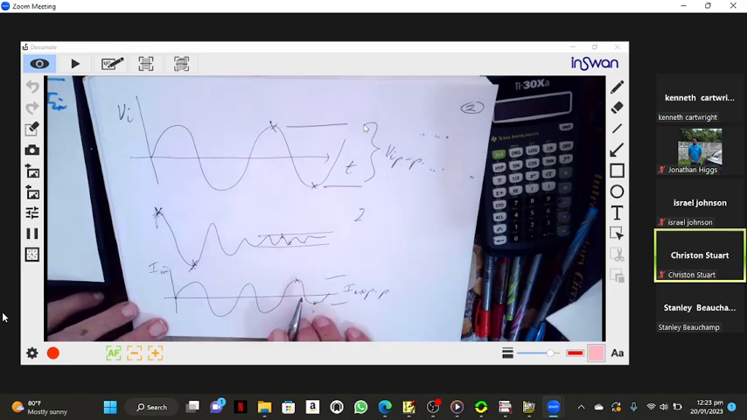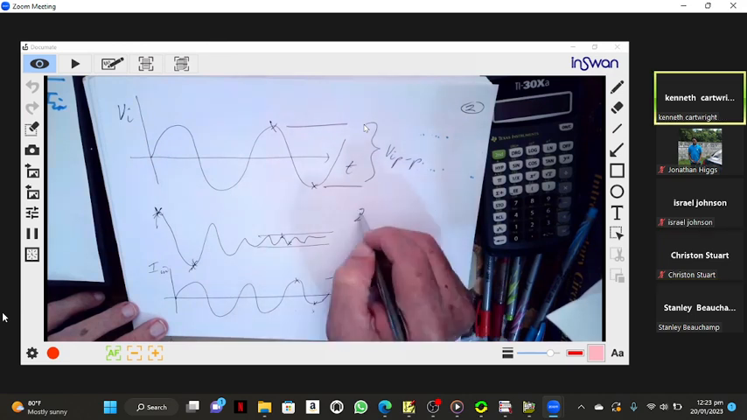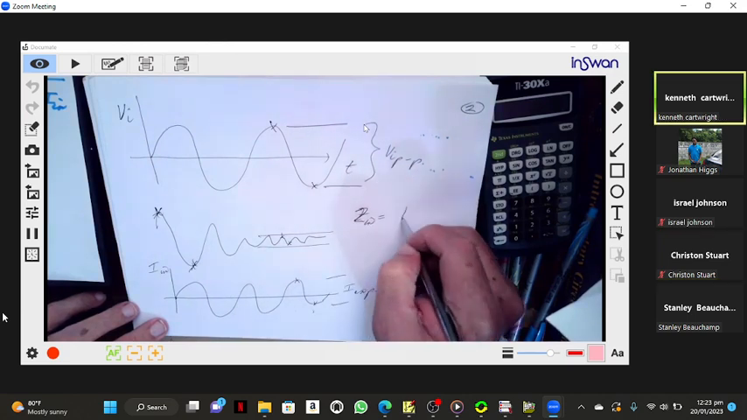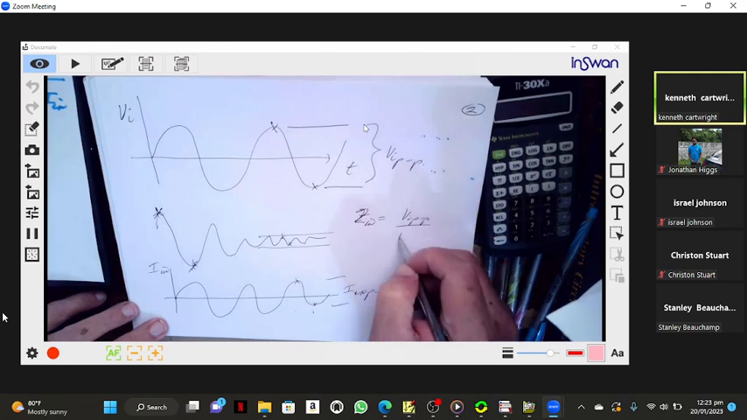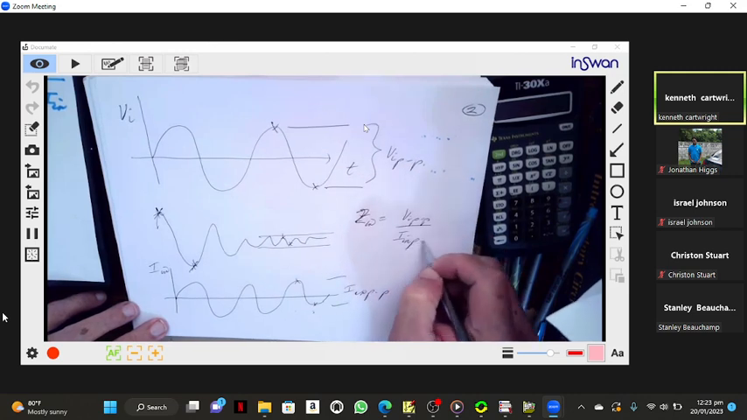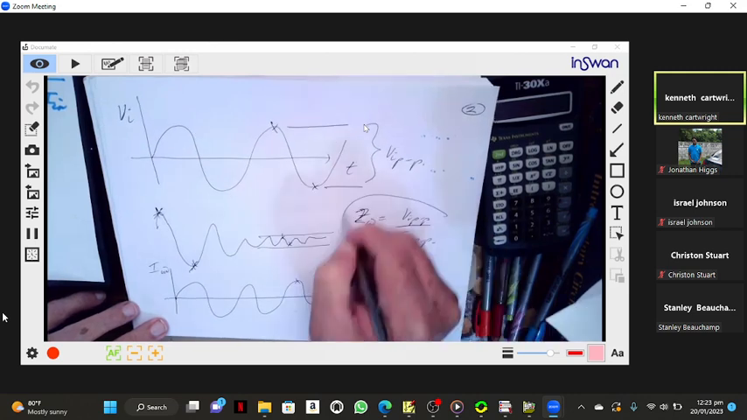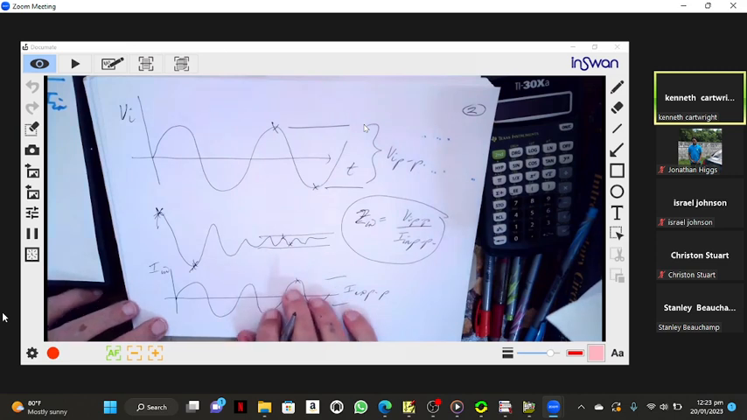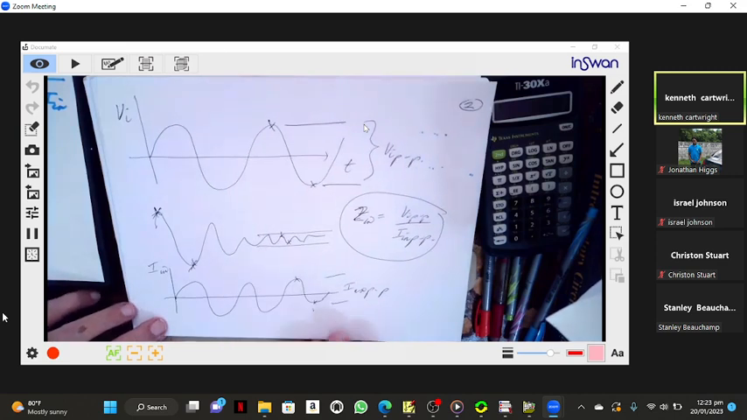Yes, sir. All right, so Zn then we calculate to be Vi peak to peak over In peak to peak. And that would be our measurement. Any questions about that?